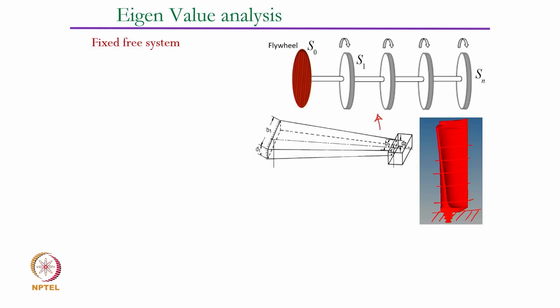Now if you look at the state vector at the station 0, here is your state vector S naught, and here is your state vector Sn. It has its state variables theta and T.